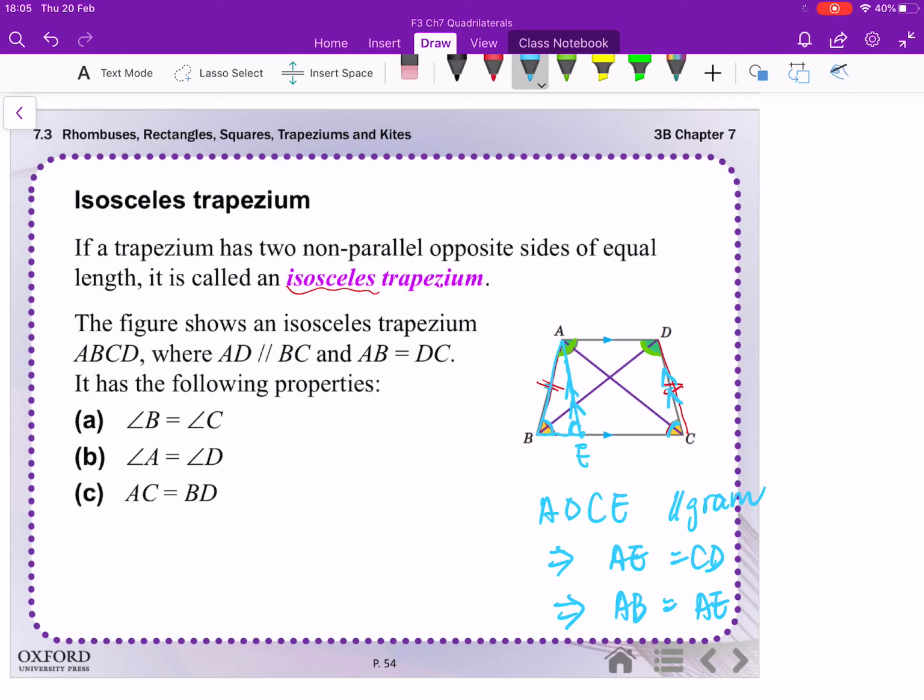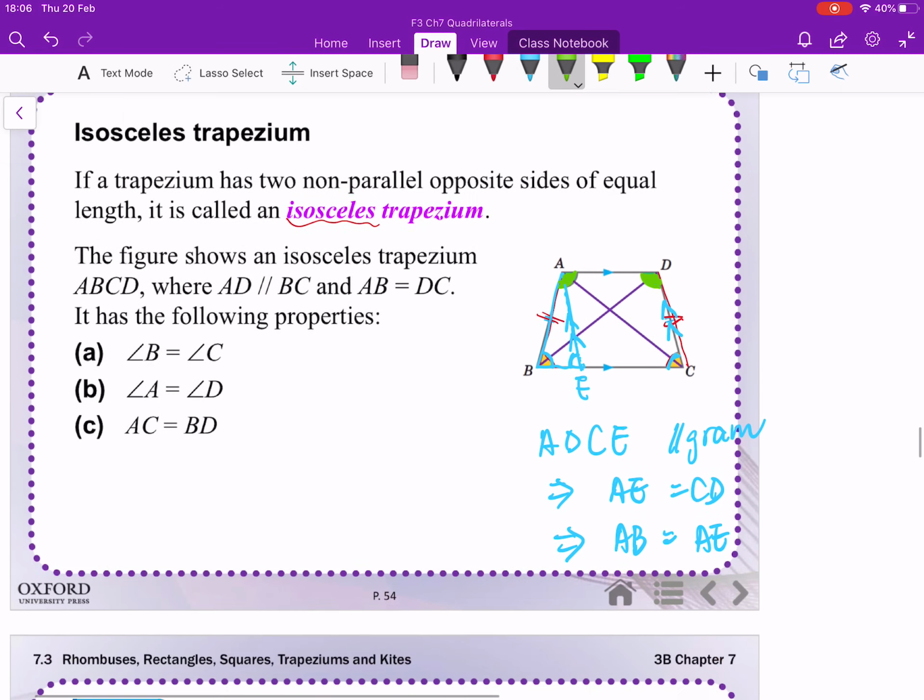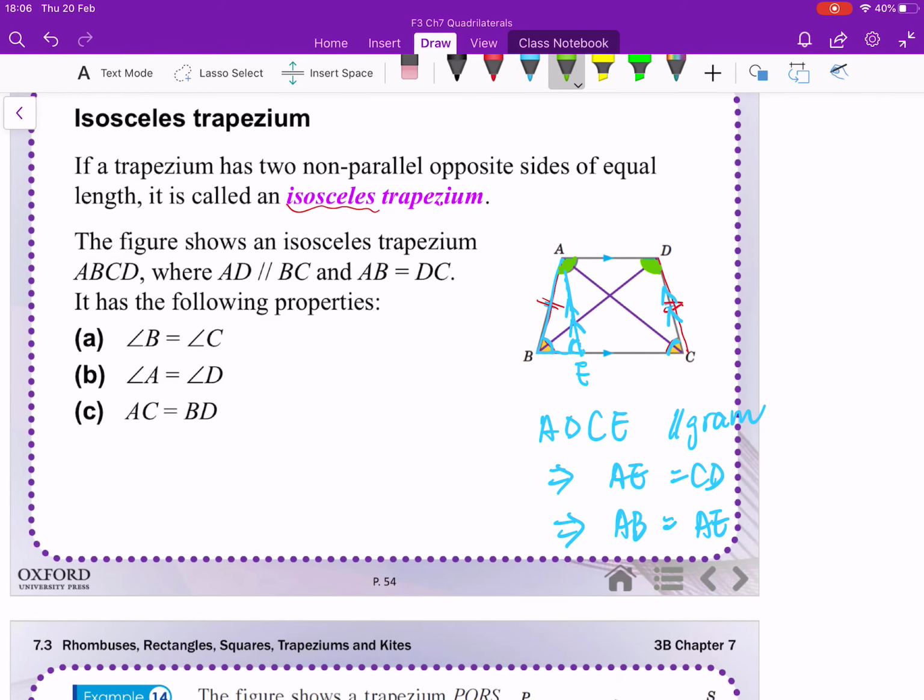Similarly, for these two green angles. And also one more property is that the diagonals of the isosceles trapezium should be the same, because you can prove it in this way.